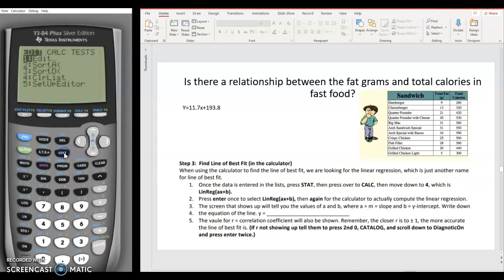If I go back to Stat, Calculate, choose option 4, and then enter, it now tells me my R value. You can see my R value is 0.97. So as we predicted from our stat plot, this is a very strong positive association.